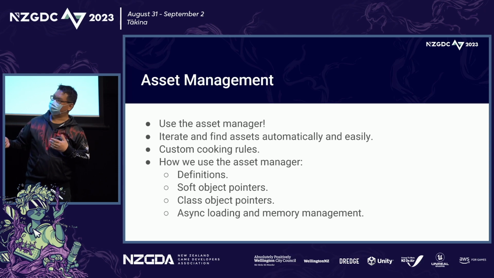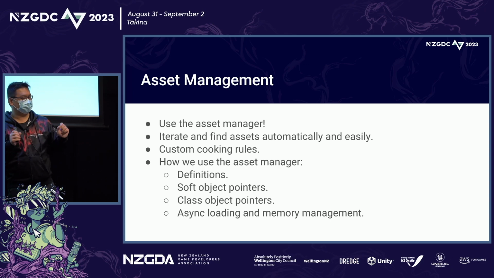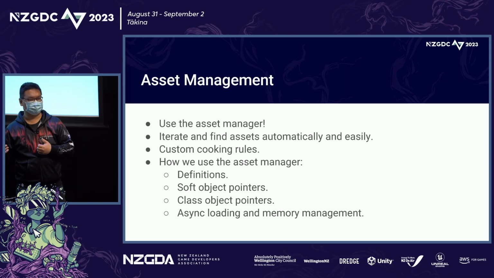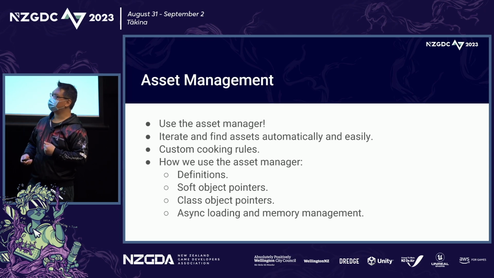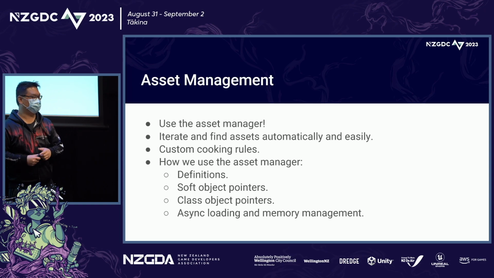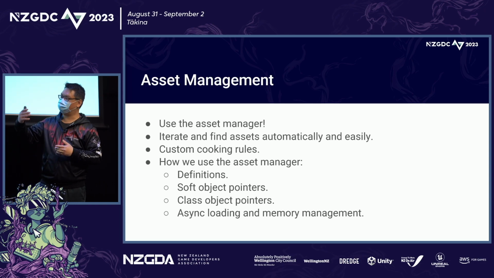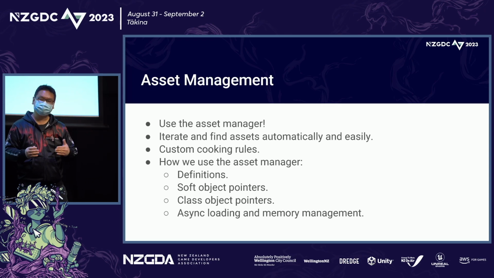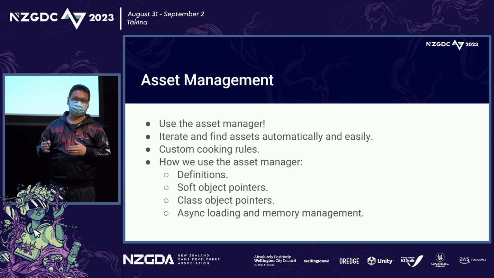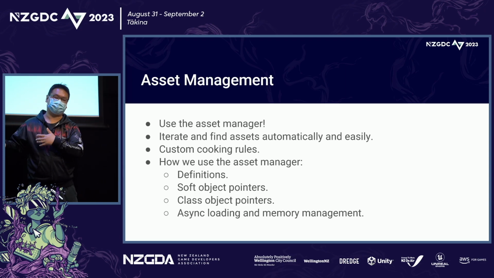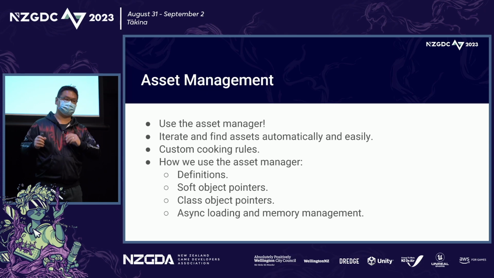But if you have soft object pointers or class object pointers, under the hood, they're literally just a string that just says, hey, I'm using this asset here. And then in due time, when you need that asset, you can asynchronously load it. So asset management, we also use it for asynchronous loading and memory management as well. So as I said, we want to avoid having lots and lots of assets being loaded up at the beginning. And for memory management, we can also say, unload everything that no longer needs to be loaded through the asset manager. So highly encourage you to use it.